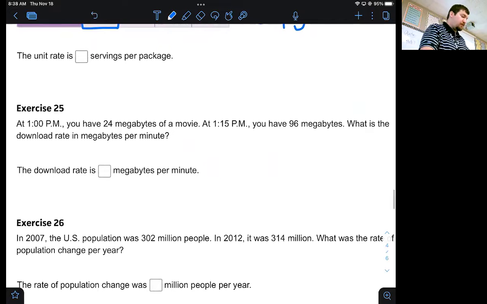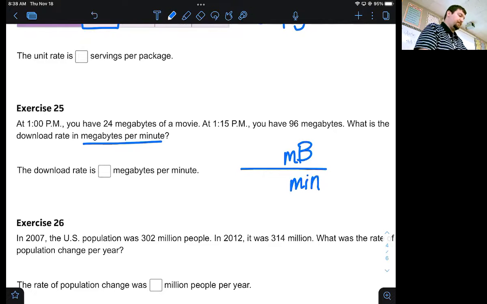Number 25. At 1 p.m., you have 24 megabytes of a movie downloaded, and at 1:15 p.m., you have 96 megabytes. What is the download rate in megabytes per minute? That tells you right there, megabytes should go on top. The abbreviation for megabytes is a lowercase m and a capital B. I think that's right. Any computer nerds in here know if that's right? No, no one here, computer nerd. Okay. And then minutes, MIN. That's the order I'm supposed to divide it in.